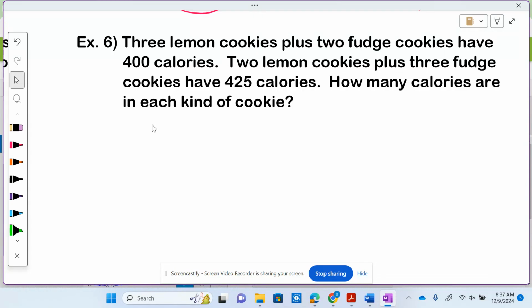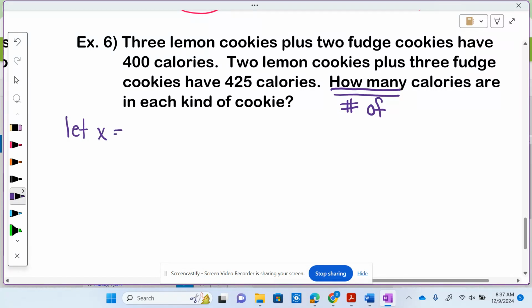Okay, so what are our variables? How many means what? What does the phrase how many mean? The number of. How many means the number of when we define our variables, okay? So what are we looking for? The number of what? In each kind of cookie. So what kind of cookies do we have?